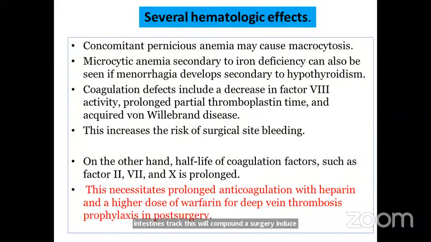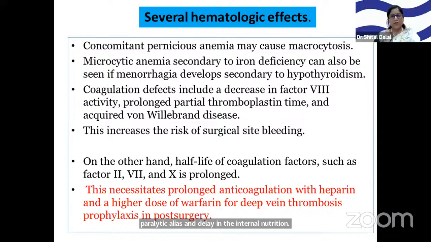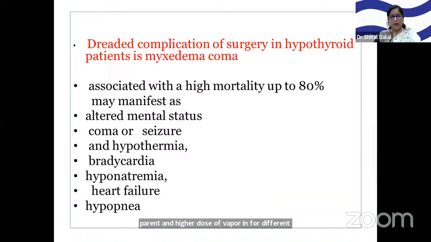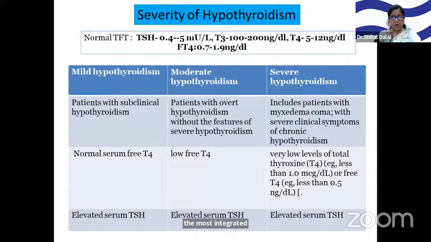So what about the hematological changes? There is always a chance of pernicious anemia, microcytic anemia, and coagulation defects. And this increases the risk of surgical site bleeding. On the other hand, the half-life of coagulation factors such as factor II, VII, and X is prolonged. This necessitates prolonged anticoagulation with heparin, and a higher dose of warfarin for deep vein thrombosis prophylaxis is required post-surgery. And the most dreaded complication we all know is myxedema coma.